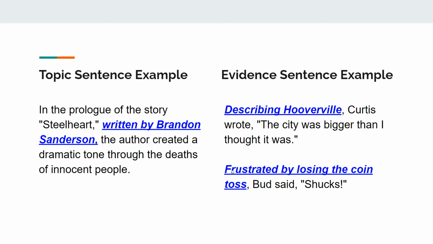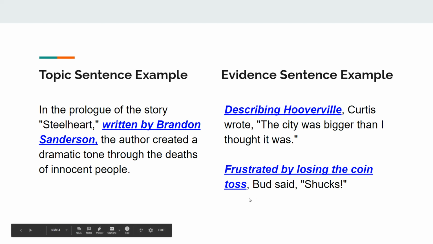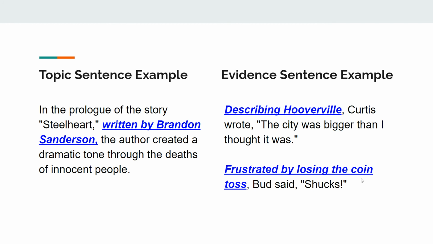So if we put one here, another good place we could put it is in an evidence sentence. One example of how to do this, or really 2 examples, is when we're giving that little bit of context about what the author writes. That's a really good place that we could put that participle phrase. Describing Hooverville, Curtis wrote, the city was bigger than I thought. Just putting those 2 words in there tells us what was going on with the author when it happened, or with a character. Frustrated by losing the coin toss, comma, Bud said shucks.